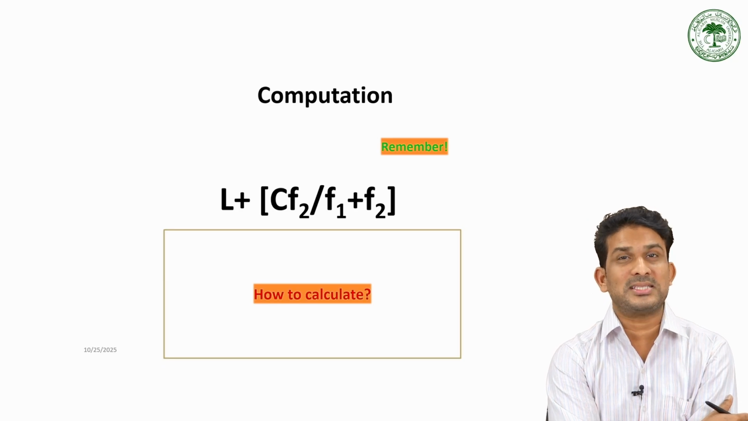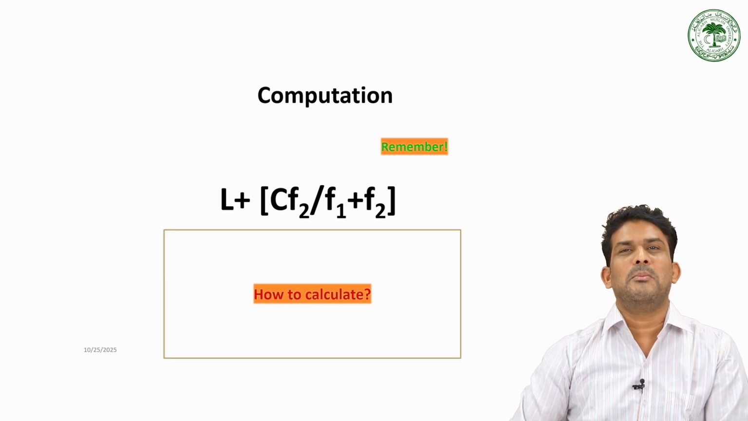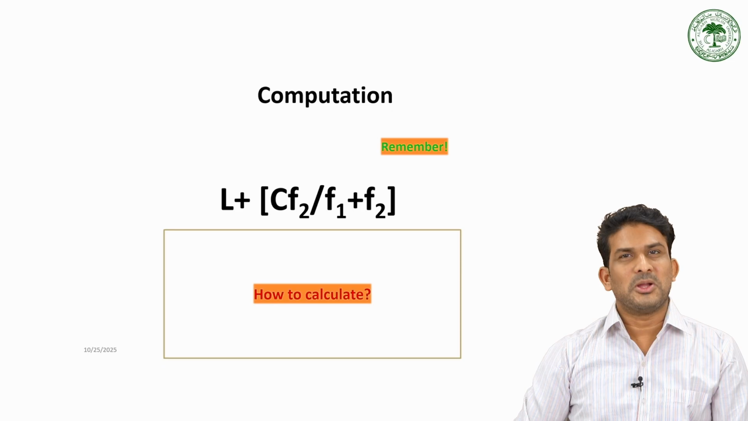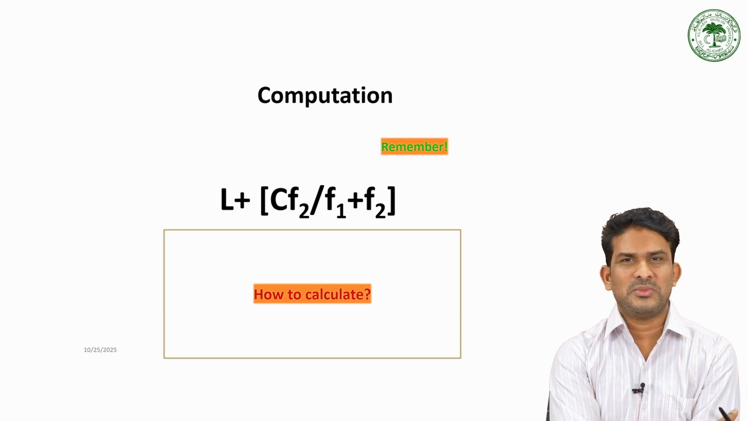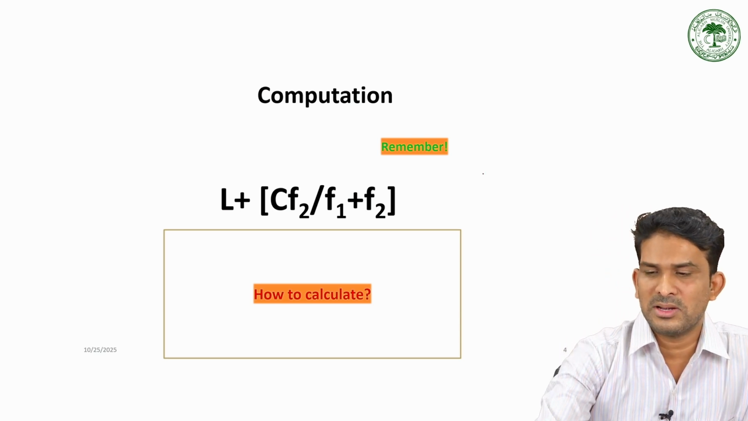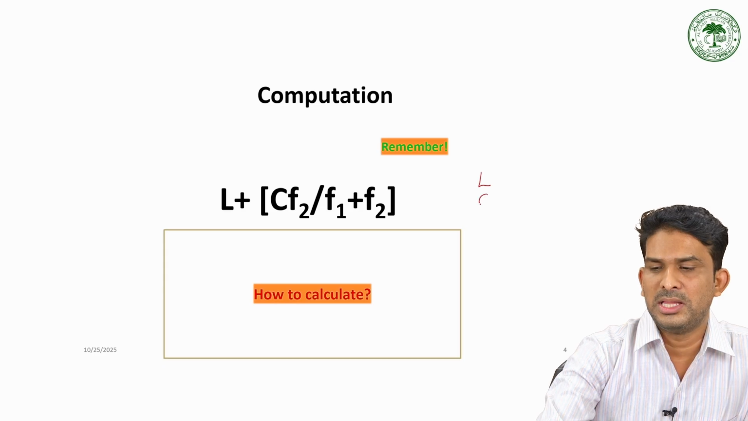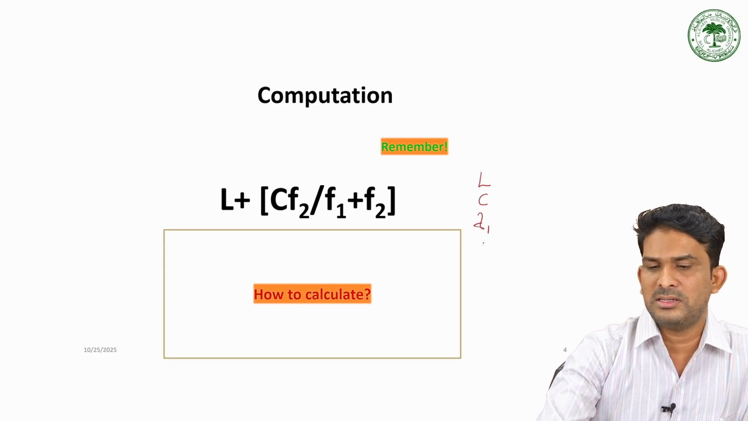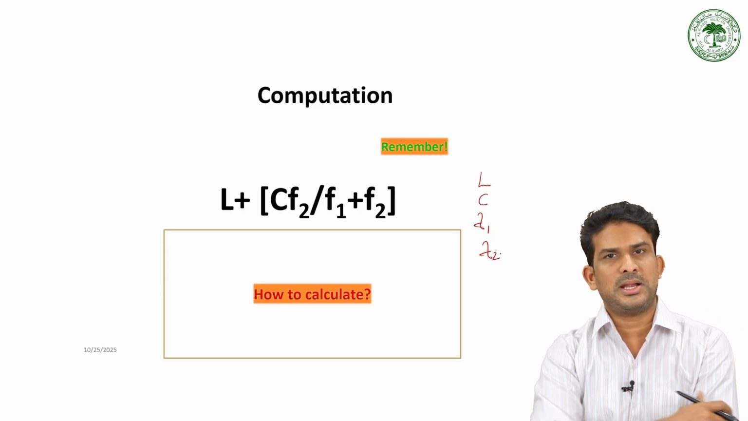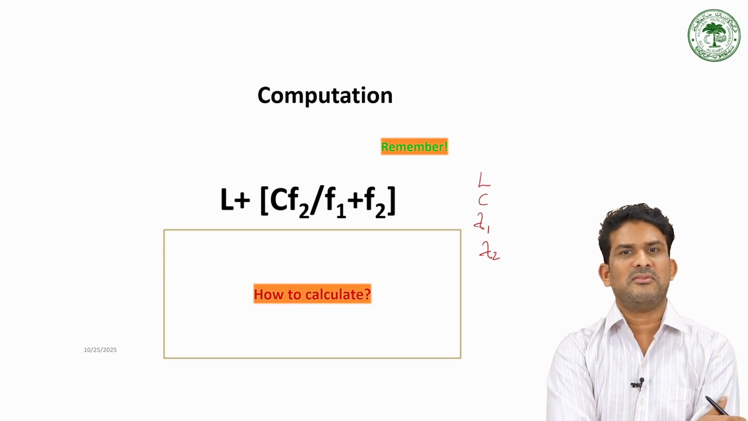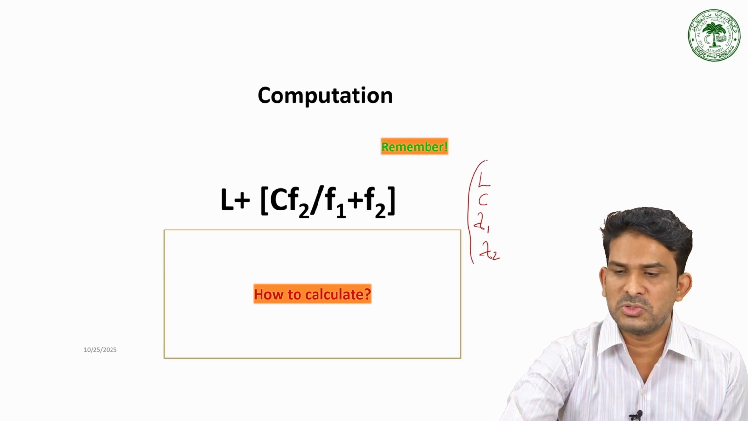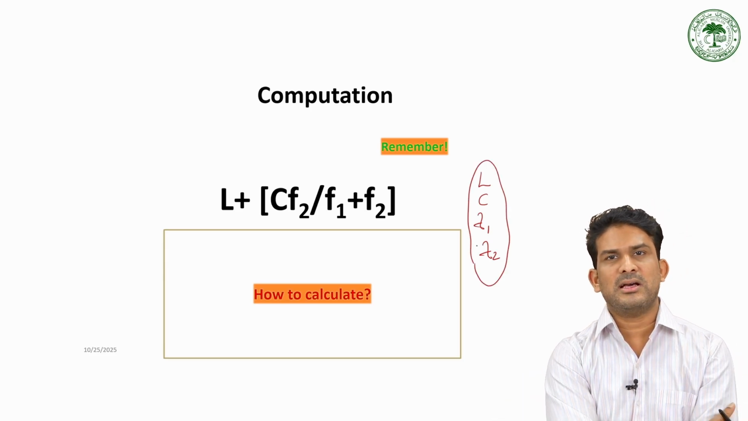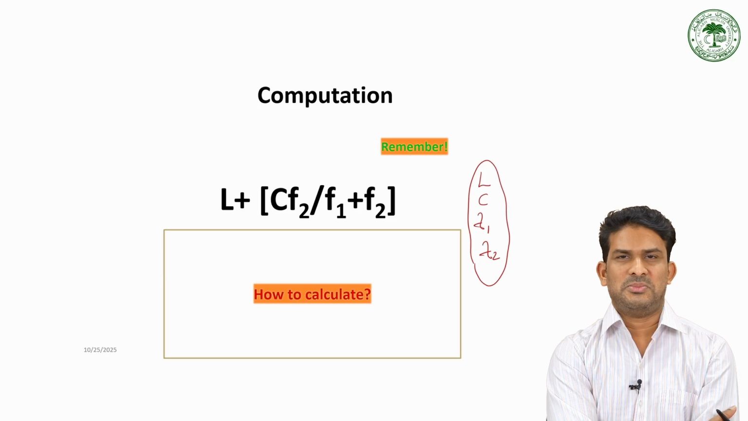C can also be replaced as H, because in the median we have mentioned H for the class width. Here I have mentioned C, whatever it is. Okay, F1 and F2. These are the terms that we have to see: L, C, F1, F2. Remaining things are okay. We have 4 values to identify the mode of a frequency distribution.